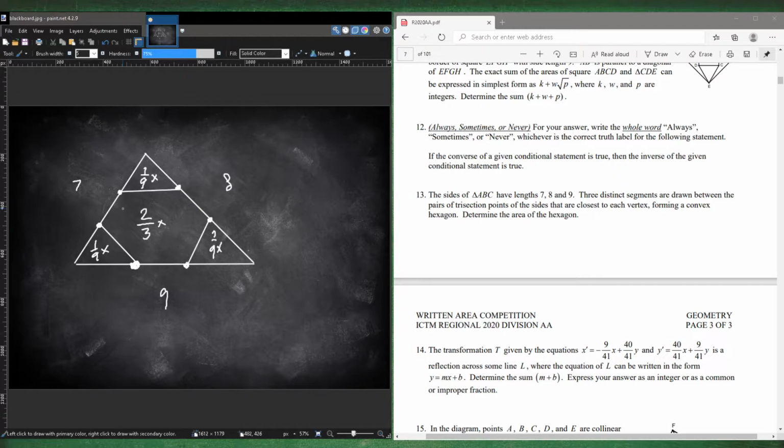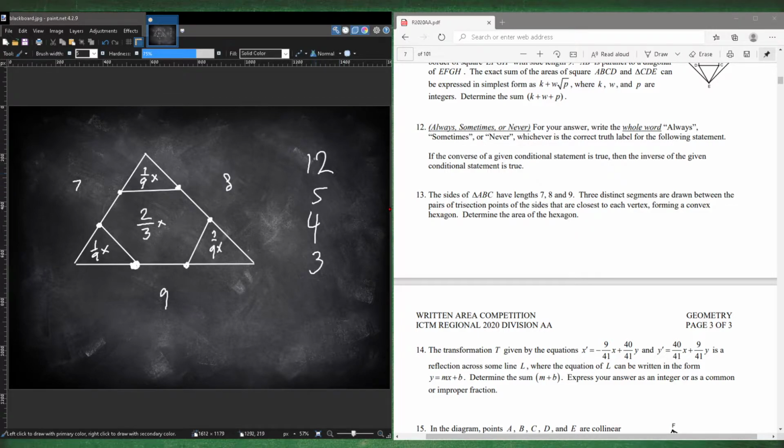So how do you get the area of this big triangle? Well, actually, all you have to do is just use Heron's formula. So add the three side lengths together, so 7 plus 8 plus 9, and then divide by 2, which you get 12. And then from each of these numbers, subtract from 12. So 12 minus 7 is 5. And then 12 minus 8 is 4. And then 12 minus 9 is 3. And then multiply them together and take the square root, and that will give you your area.